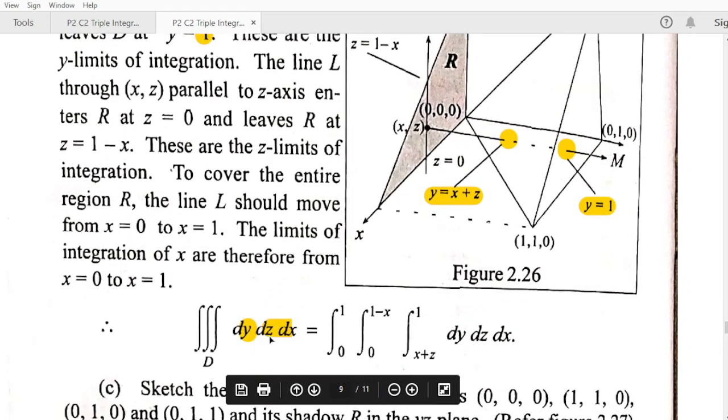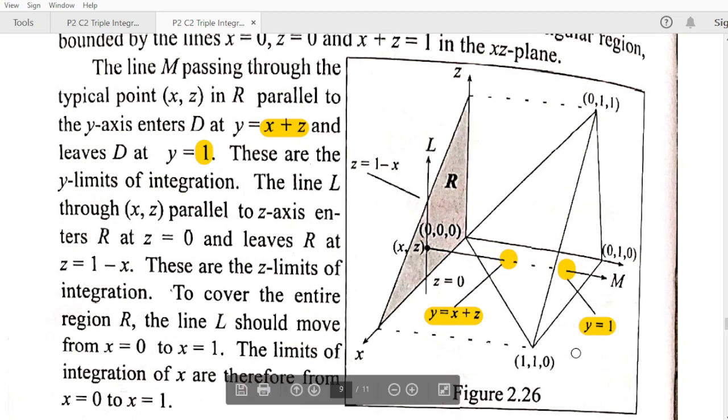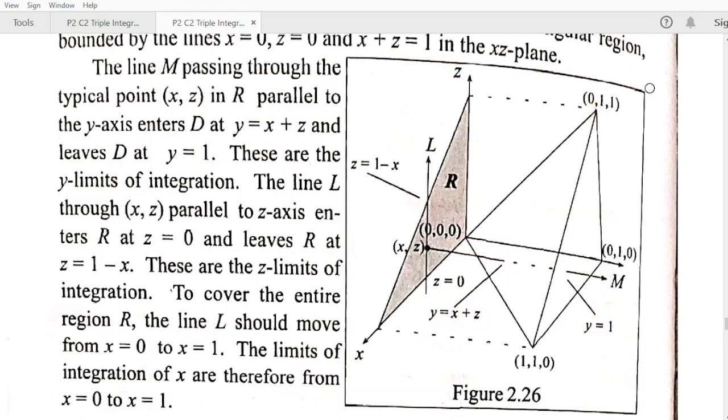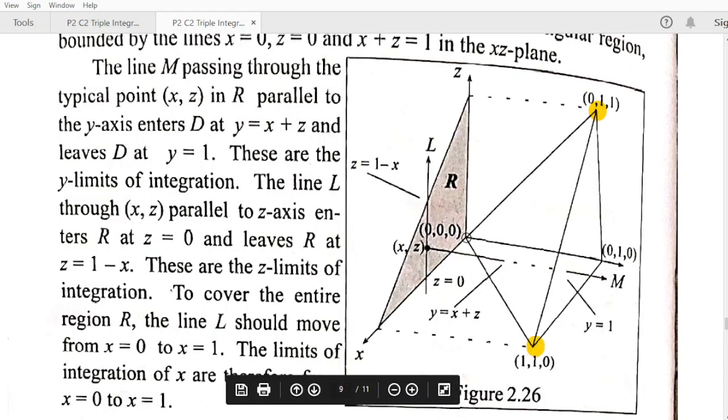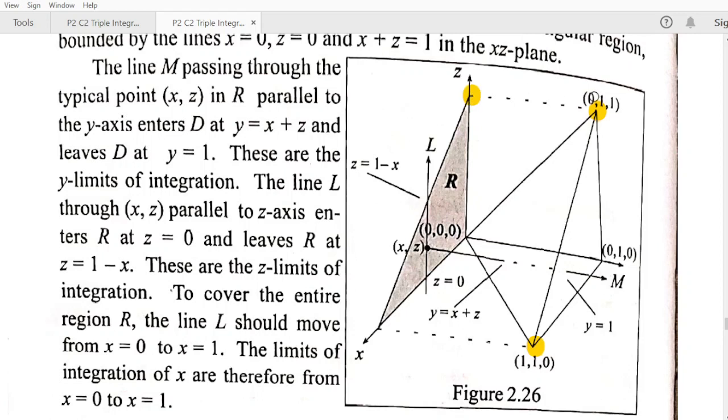So to find the limit of z and x, we have to project our region on the zx plane. So we have to project this particular region on the zx plane. First we have to project these points. If this point is 0, 1, 1, then the projection of this point on the z axis, putting y equal to 0 and x coordinate as 0, we get that this point will be 0, 0, 1.